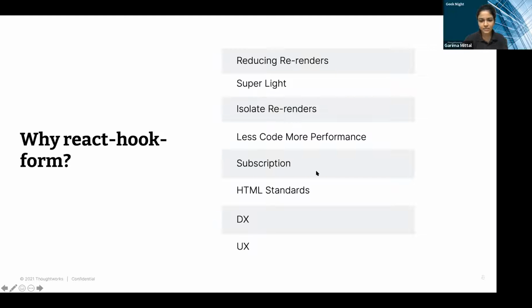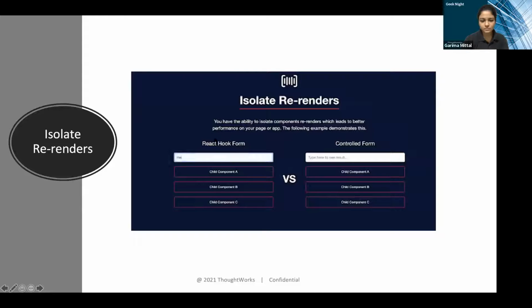So let's go to the next one. You see there is something typing in the React Hook Form and something typing in the controlled one. As soon as you type in the React Hook Form, the child component does not re-render, but in the case of the controlled form, you see the child component re-renders. So that's how the isolation is done for React Hook Form.